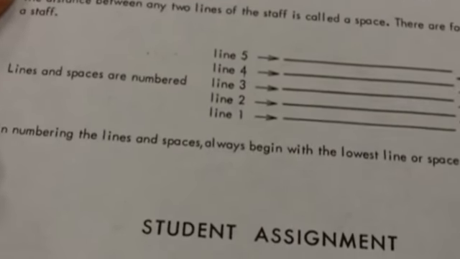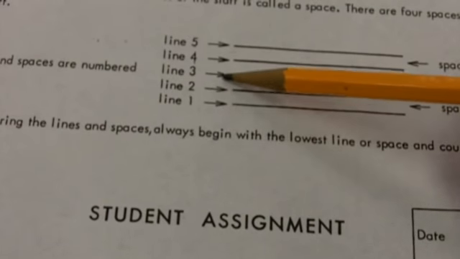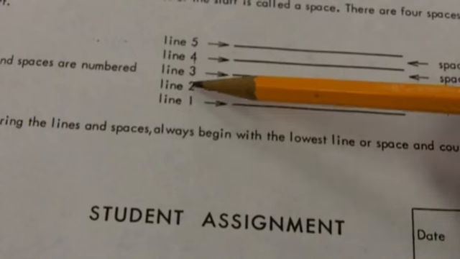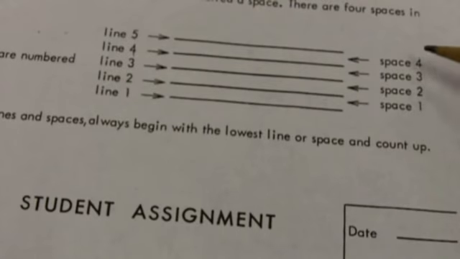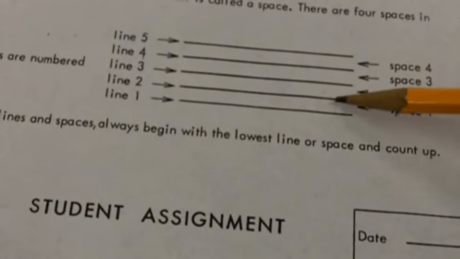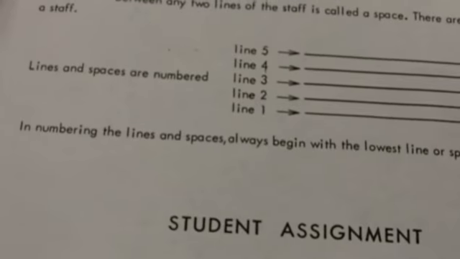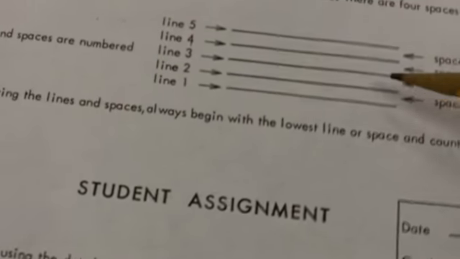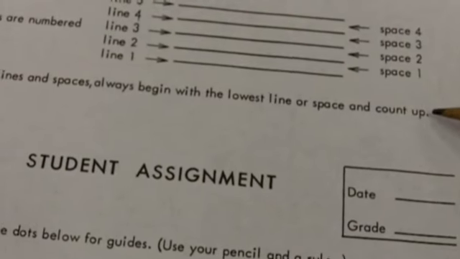Lines and spaces are numbered. Now, of course, when you have music, you will not see any of these line 1, line 2, line 3, line 4, line 5. You won't see any of these spaces. You'll see the staff and you'll see the lines and the spaces, but they will not be numbered as such. In numbering the lines and spaces, always begin with the lowest line or space and count up.